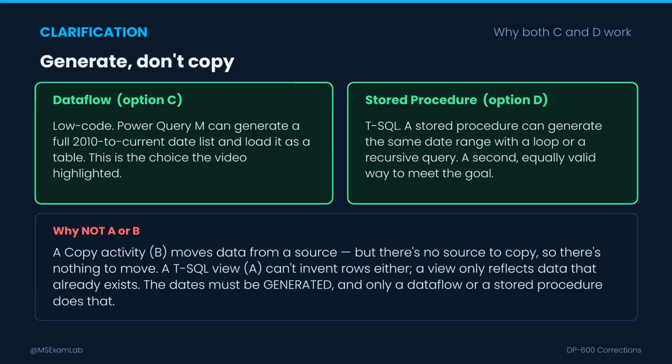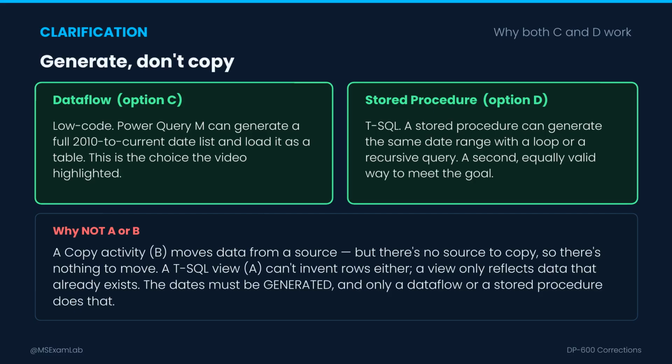Now, why not A or B? A copy activity moves data from a source to a destination, but there's no source here, so there's nothing to copy. And a T-SQL view can't invent rows either. A view only reflects data that already exists somewhere. So the two approaches that actually generate the dates are the data flow and the stored procedure. Both should count, which is why this should have been a select-all question.